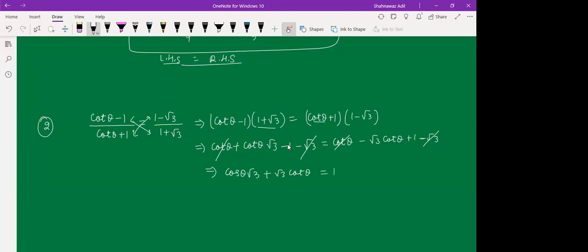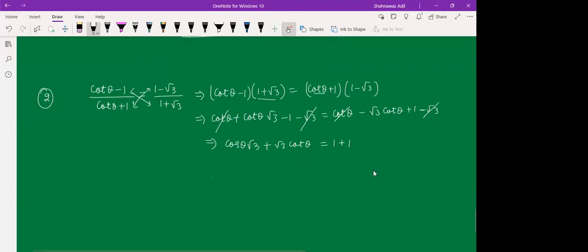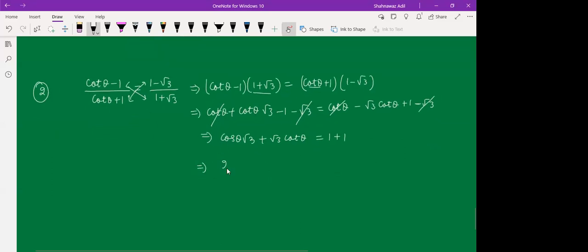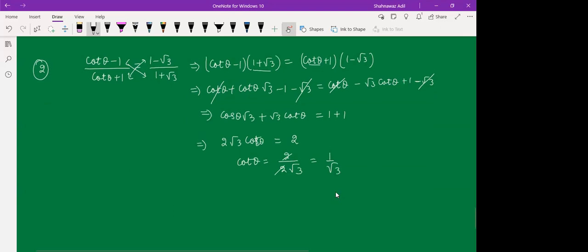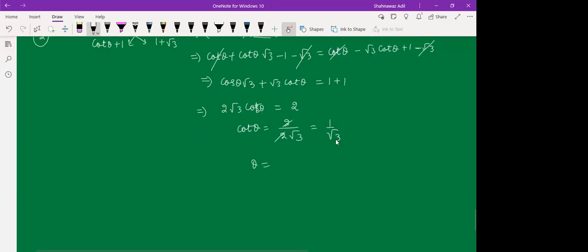And then this is how much? 1, and this goes to the right side, plus 1. So this would be how much? This is 2 root 3 cot theta equals 2. So cot theta would be 2 by 2 root 3. So this cancels and we have 1 by root 3. So when the value of cot theta is 1 by root 3, guys, you tell me: what is the value of theta for which cot theta is 1 by root 3?